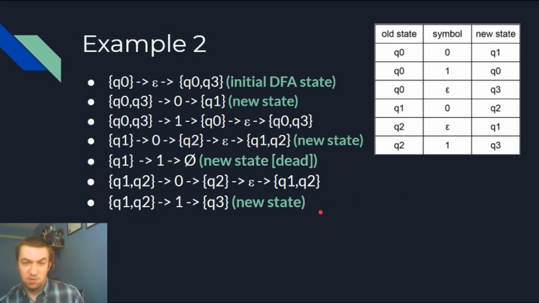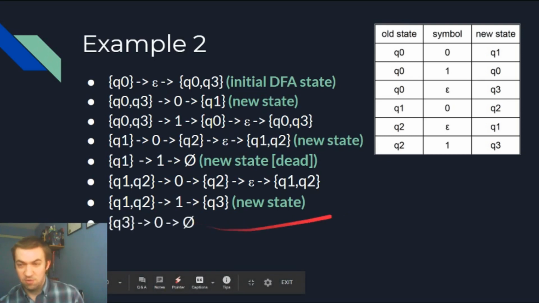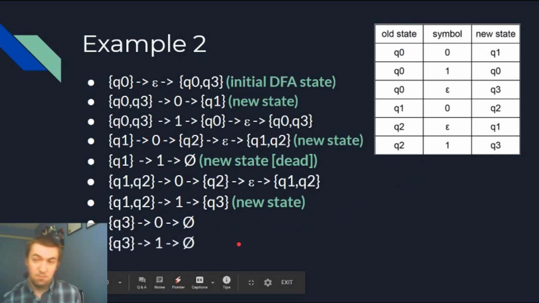So, where does Q3 take us? Well, Q3, if we give it any numbers, just goes to a dead state. There's nowhere on the table for us to take it, so it goes nowhere. And similarly, if we pass it a 1, it also doesn't really go anywhere. So that ends up being it for all of our states.